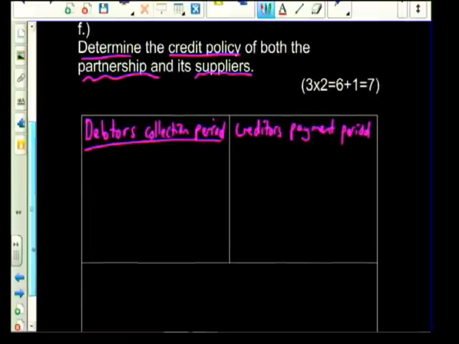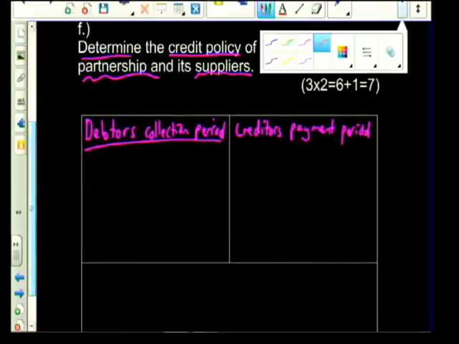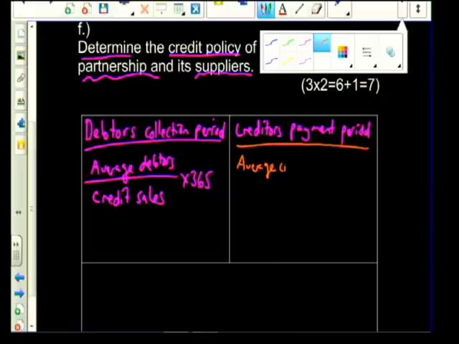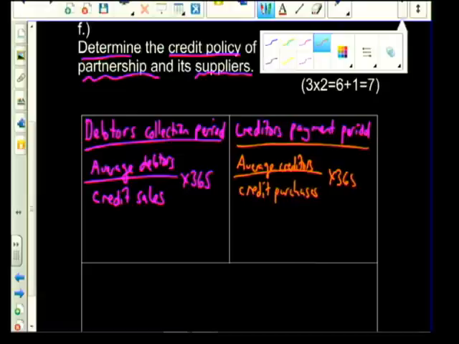So we need average debtors over credit sales times 365. And the creditors' payment period, if we do the calculation, is going to be average creditors over credit purchases times 365. Okay, so let's do the debtors' collection period first.